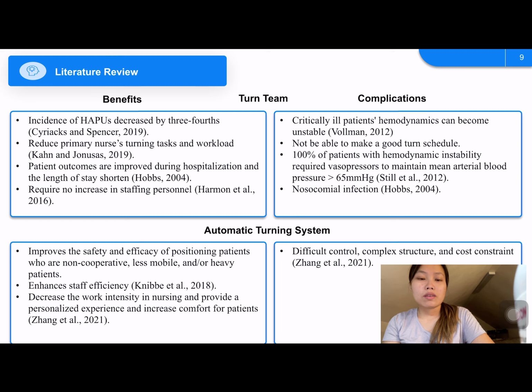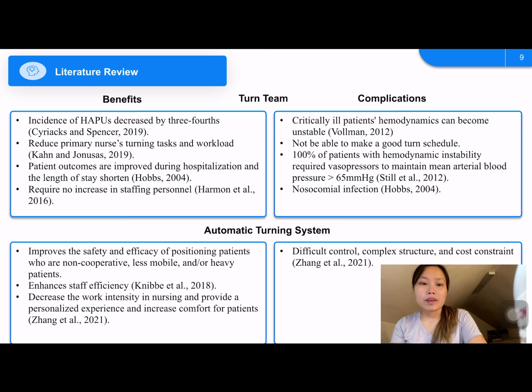And for the turning system, like I mentioned, it's maybe complex and hard to use, so they require specific training for staff to be able to use that system.